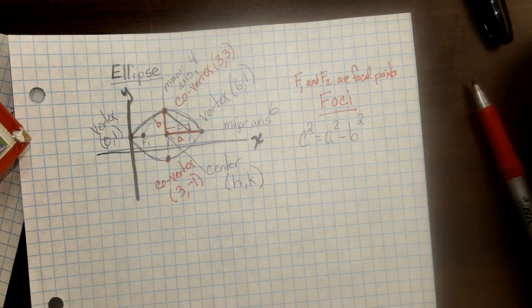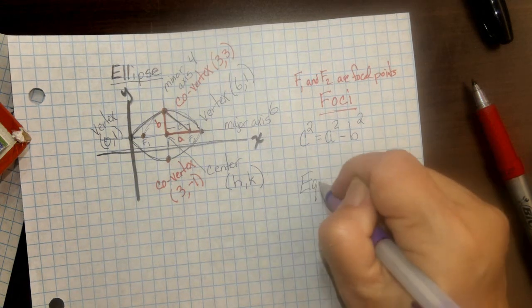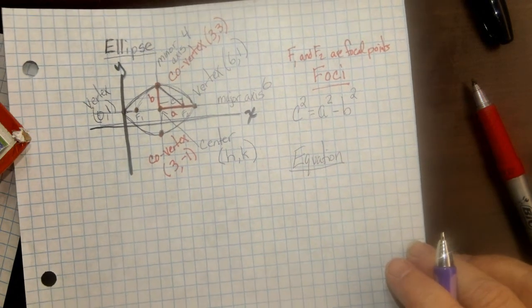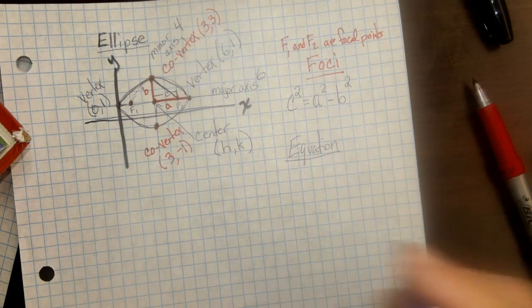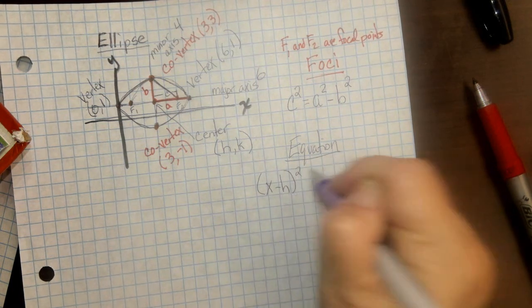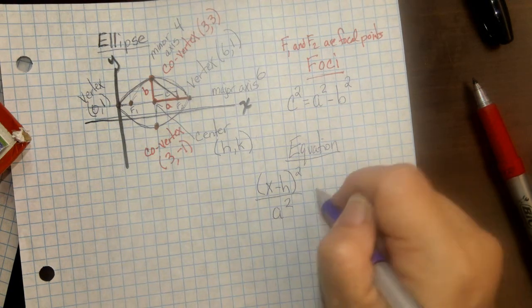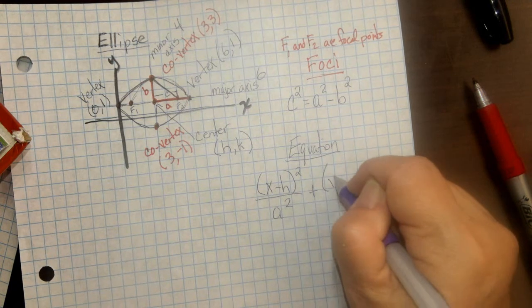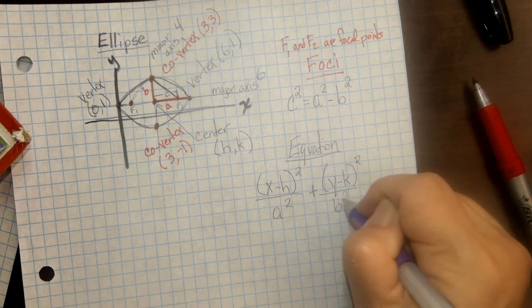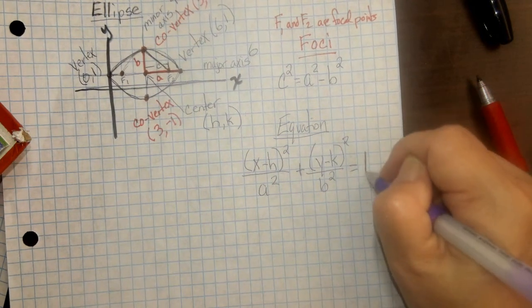All right, so what is the equation for an ellipse? The equation for an ellipse that has a horizontal major axis is (x minus h) squared over a squared plus (y minus k) squared over b squared is equal to 1.